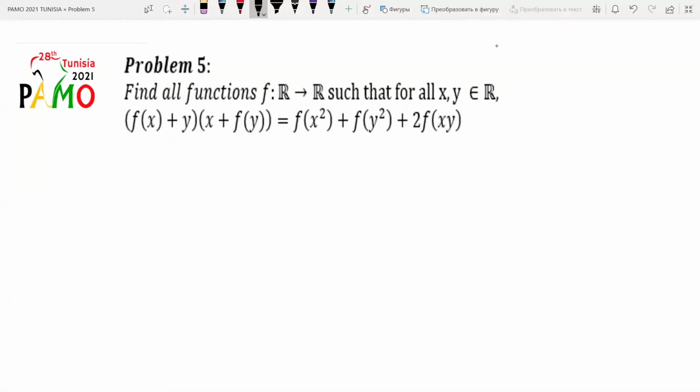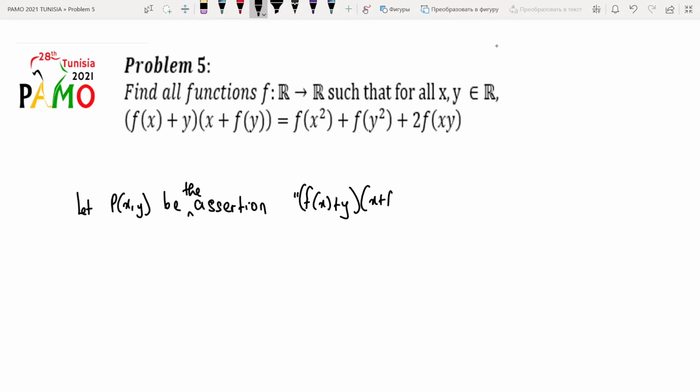Usually a standard way of writing functional equation solutions is, we let P of x, y be the assertion, like the statement in our question. So just write the same thing again. The reason why we go with this is because it's easier to plug in numbers. Instead of saying x equals 0, y equals 0, just write the values we plug in inside this. So it's much more convenient.